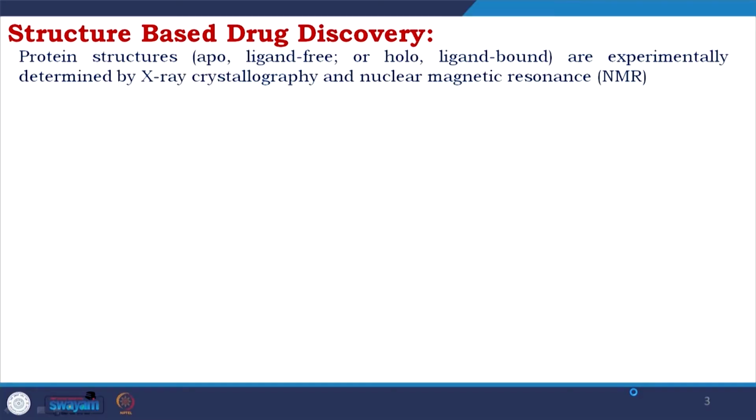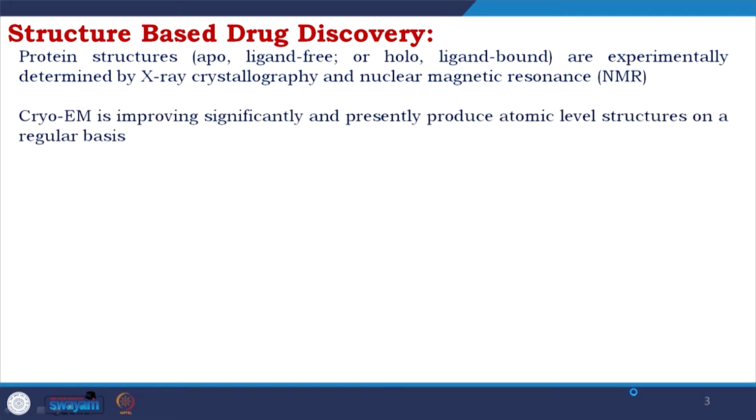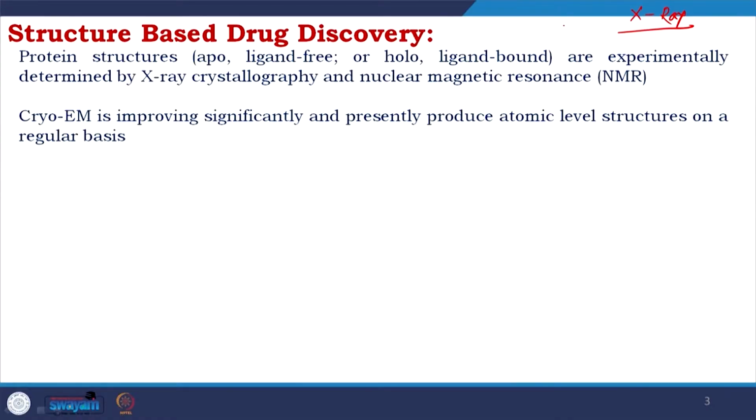Protein structures, be it in the apo state, which is ligand free, or in the holo state where the ligand is bound, are experimentally determined by X-ray crystallography and nuclear magnetic resonance. We used to say that, but now cryo-EM is improving significantly and presently produces atomic level structures on a regular basis. So, yes, X-ray is historically important for a long time, and even now if you want a very high resolution atomic level structure of the protein or the protein with the substrate, inhibitor and all, your best bet is X-ray.